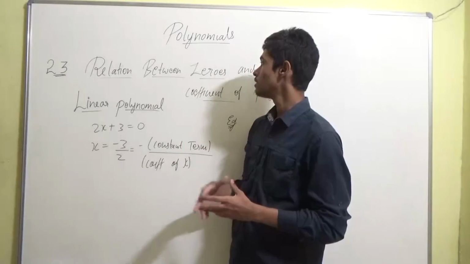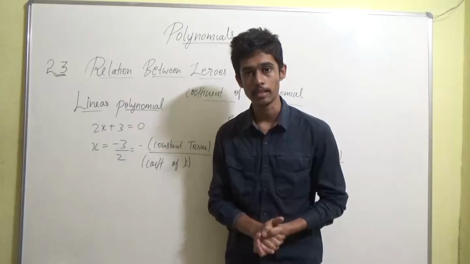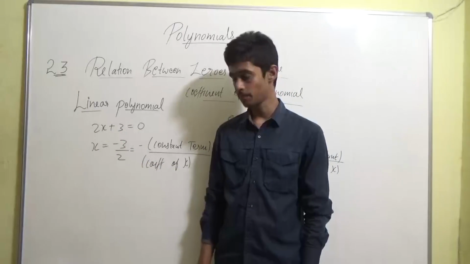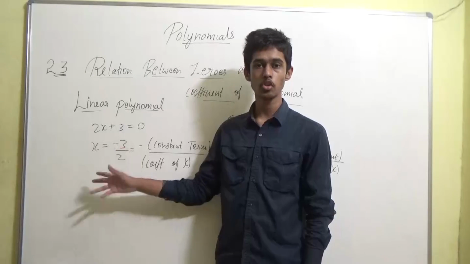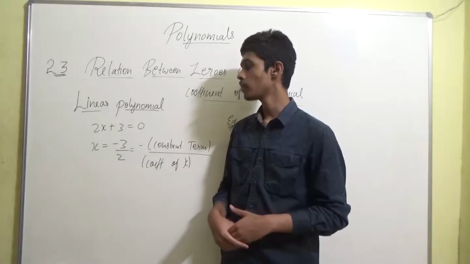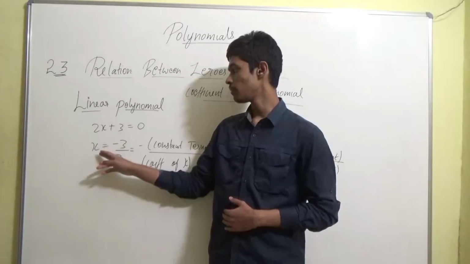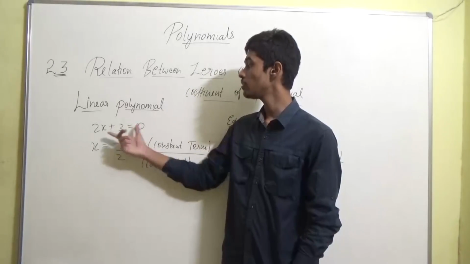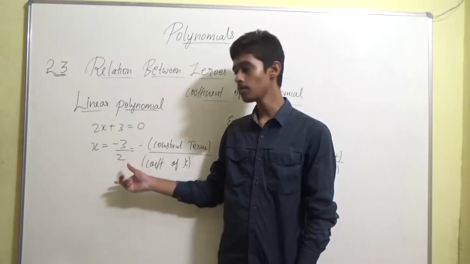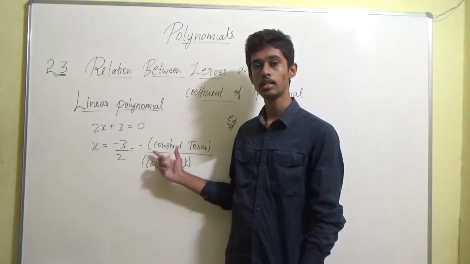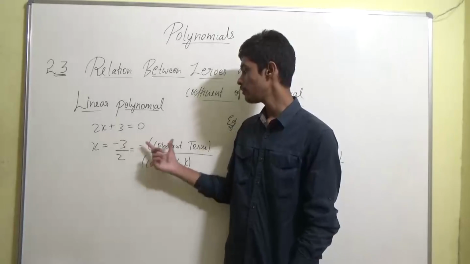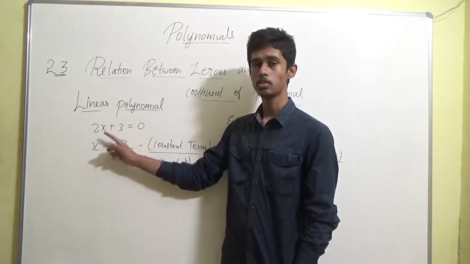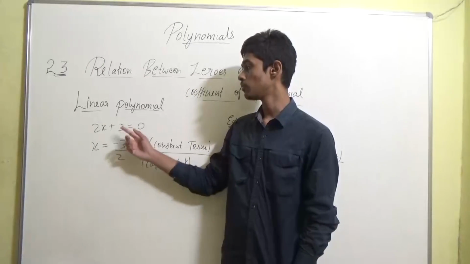Let's see the relationship for a linear polynomial, guys. Let's start with a linear polynomial. Let's take our linear polynomial 2x plus 3. Now we are going to assume the zero of this linear polynomial as alpha. Now we are going to find alpha algebraically. By finding alpha algebraically, we get x equal to minus 3 by 2. Now if you compare these numbers with the equation, you will be able to see that minus 3 by 2 is nothing but equal to minus the constant term by the coefficient of x. The constant term is 3, so minus the constant term gives minus 3, and the coefficient of x is 2, which gives us by 2, which is nothing but the zero of the polynomial.